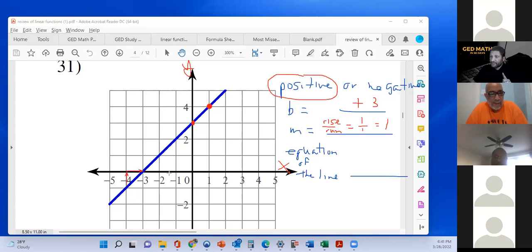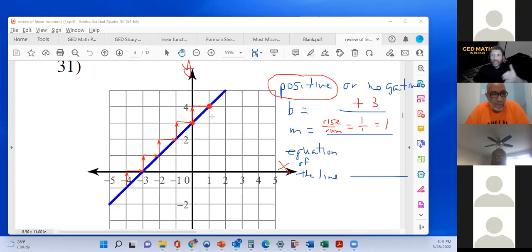Am I on the line? Yes. Up 1, over 1. Am I on the line? Yes. So the slope is a constant rate of change. It will do the same thing every single time. Up 1, over 1, you're on the line.